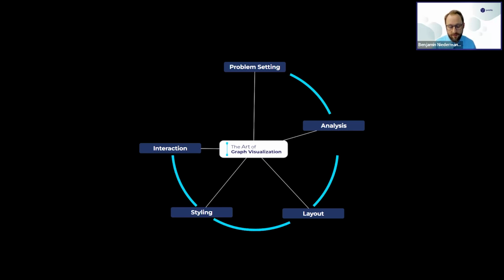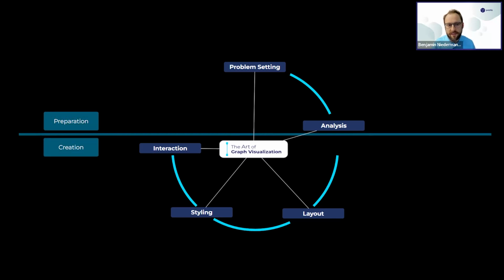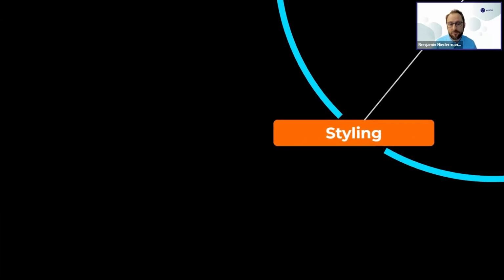And in the second episode, I argued that it's really important to have a preparation phase where you first analyze your problem setting in detail to really understand the question that you would like to answer. And then in the third episode, I showed how to create the layout, so choosing the right layout algorithm. And today I would like to go to the styling. So about the question how to color, for example, the nodes, how to choose the shapes of the nodes, the shapes of the edges, and so on.